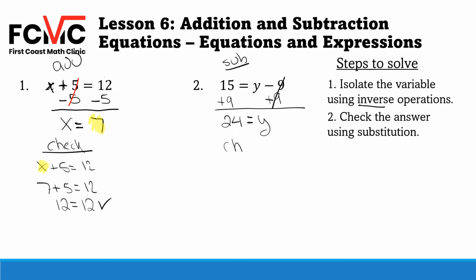Number 2, our check. Since these are basically one-step equations, they're pretty easy to check. But when our equation becomes a little bit more complex, our check is going to be a little bit more important. So we get y equals 24, so I'll put 24 in for y. We'll have 15 equals 24 minus 9, and we get 15 equals 15, and our answer checks. The left side and the right side are equal to each other. Let's look at two more addition and subtraction equations.